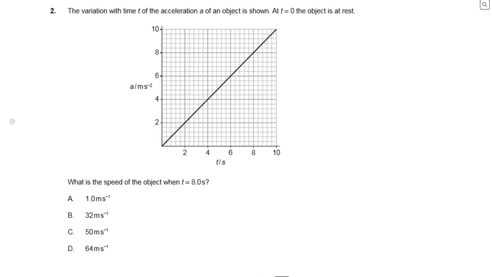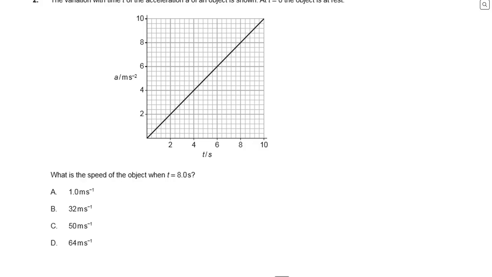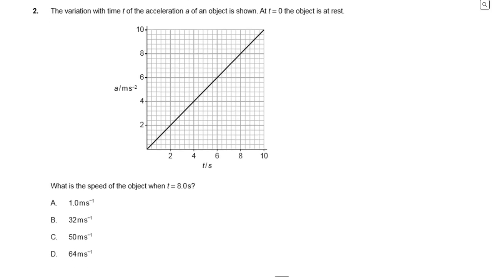Question 2. The variation with time t of the acceleration a of an object is shown. At t equal to 0 the object is at rest. We want the speed of the object when t is equal to 8. Now we know it's at rest, so v is equal to u plus at, and u is 0. So v at 8 is equal to the acceleration, which is actually changing, right? Our acceleration is changing, so we need to find our average acceleration.